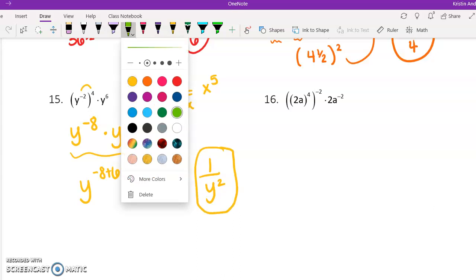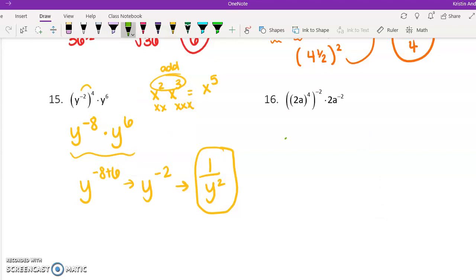And then last, I'm over 5 minutes already. Okay, last one. I'm going to look in the innermost parentheses, 2a. There's nothing to do there. Can I raise that to the 4th power? Yes, that would be 2 to the 4th and a to the 4th.